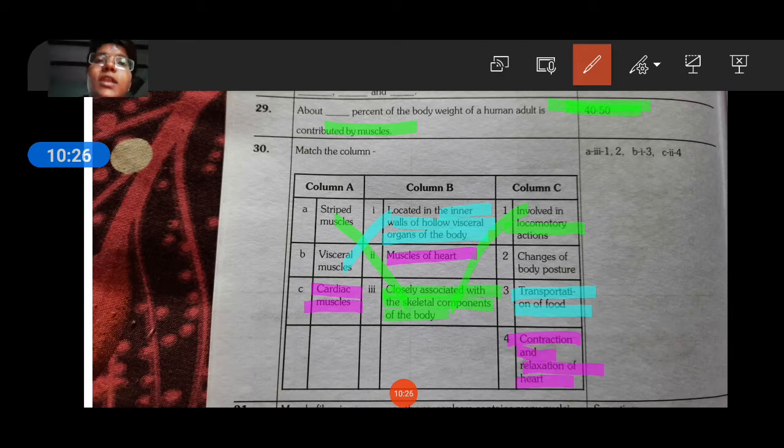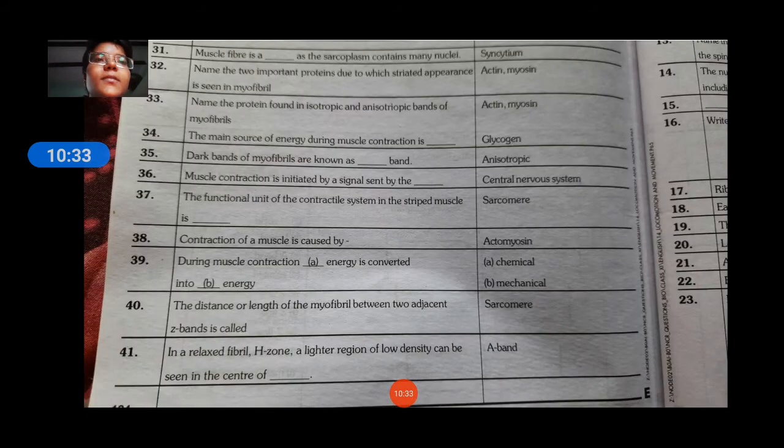They never get fatigued. If our heart got tired, how would we pump, you know? Muscle fiber is a syncytium as the sarcoplasm contains many nuclei.